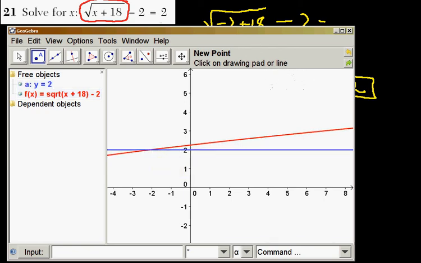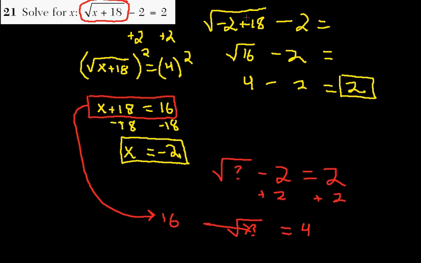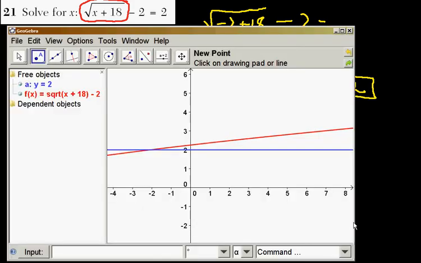So we've seen it now algebraically. We've seen it another way algebraically over here. And then finally, we've seen it graphically.